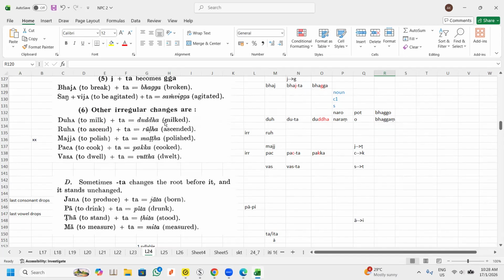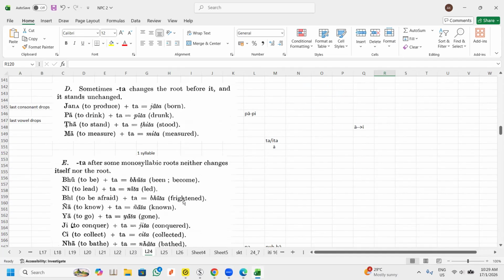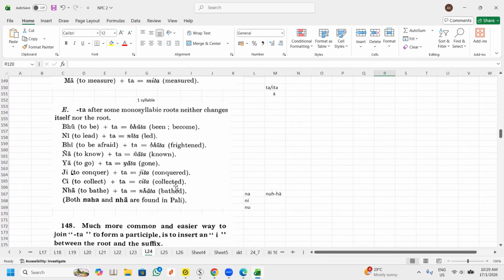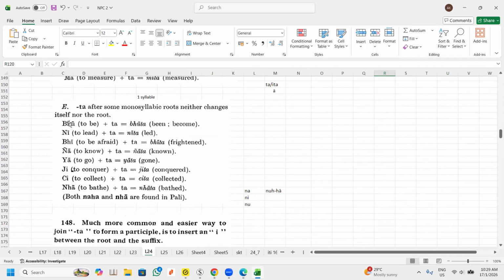Okay. There are some irregular ones. Irregular, like you see DUH. Can you see DUH? That means plus ta, DUH plus DA. You see, this is irregular. It comes DUDDH. This is irregular. So some of them are irregular. You don't have to worry about the irregular. All right. So all these, this one, no problem.